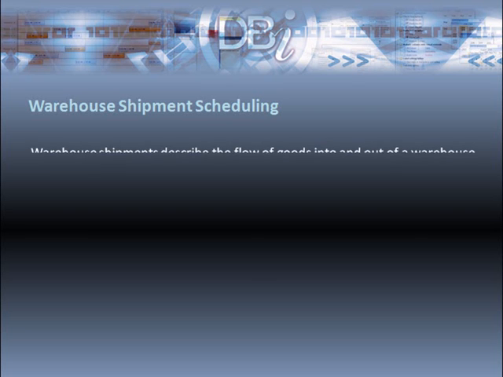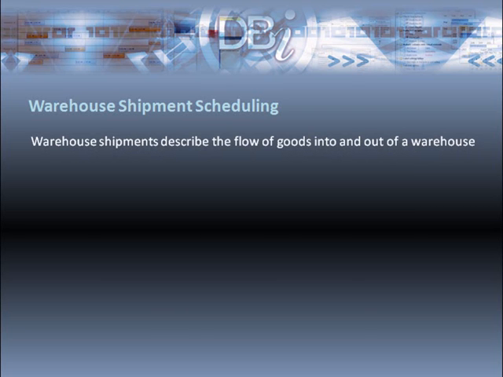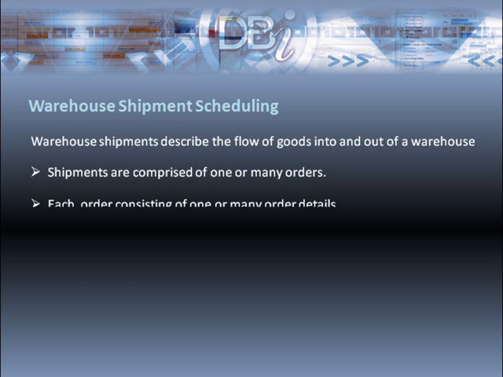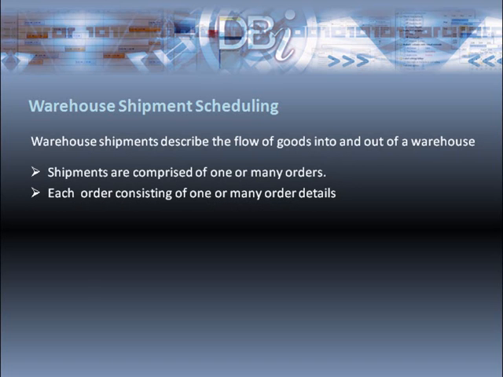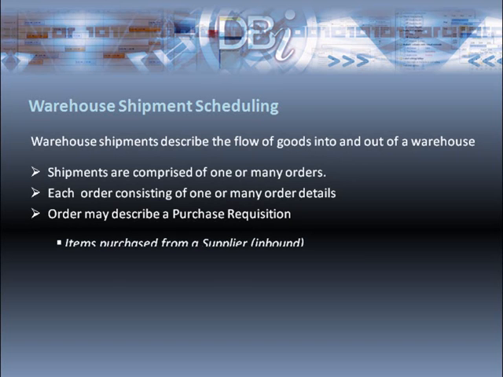In this section of the Warehouse Shipment Scheduling Framework Introduction, we'll provide greater context for the concepts and definitions used throughout the framework. Shipments are described as the flow of goods into and out of a warehouse. A shipment may be comprised of one or many orders. Each order may consist of one or many order details.